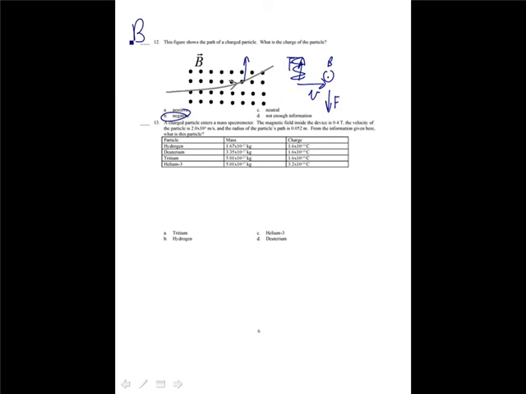A charged particle enters a mass spectrometer. The magnetic field inside the device is 0.4 Tesla. So B is 0.4 Tesla. The velocity is 2 times 10 to the 6 meters per second. And the particle's path is 0.052 meters. So R is 0.052 meters.